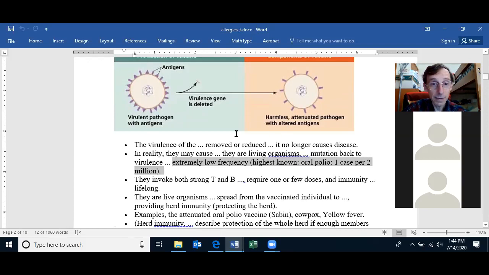Because usually what the host can respond to is more than just the virulence gene. Does that make sense? I mean, even in a virus, which they only have a handful of genes, or most like 100 genes, the host can still mount an immune response on the virus even if you remove the virulence genes.